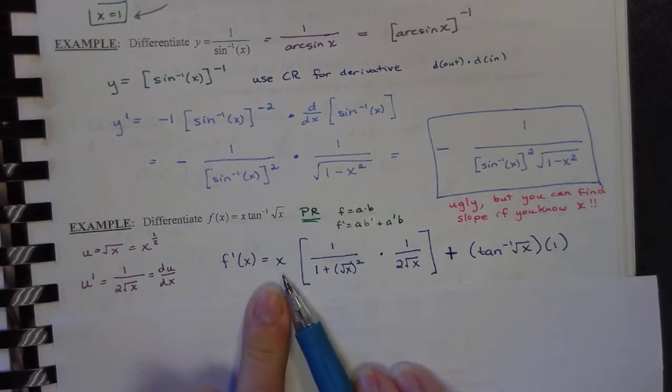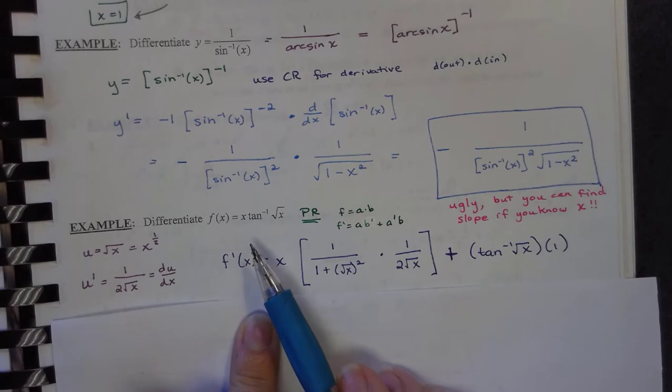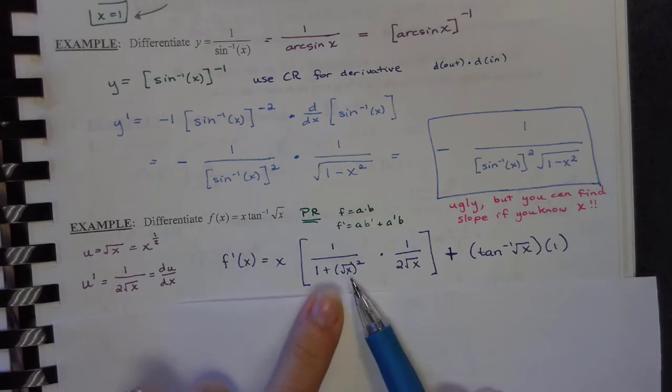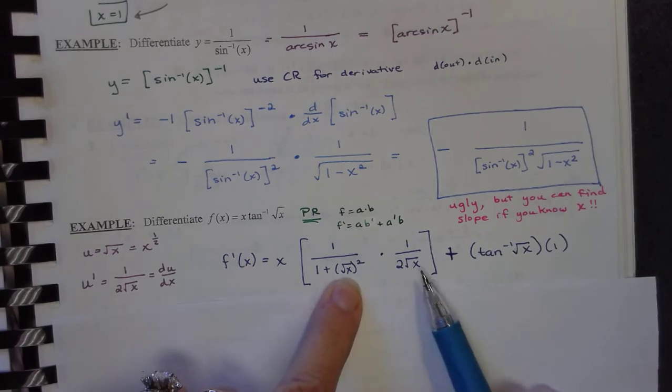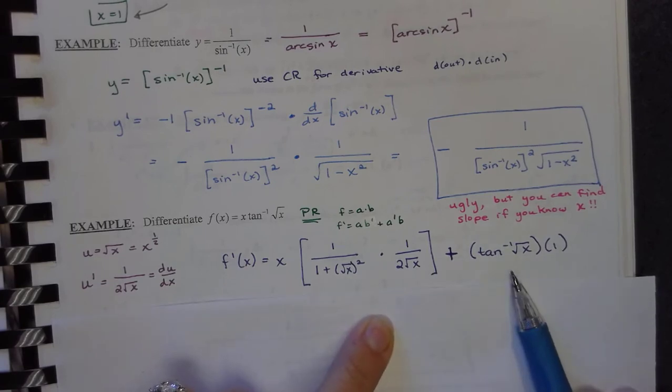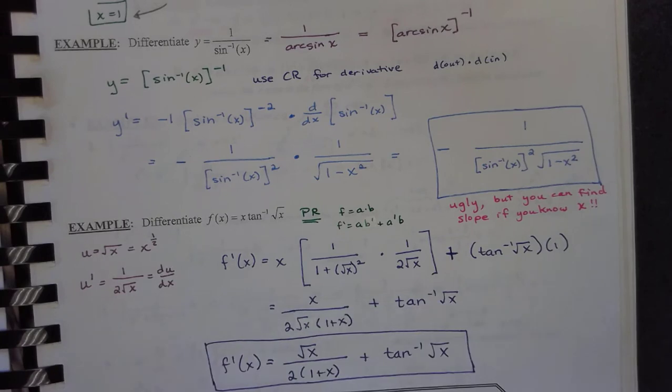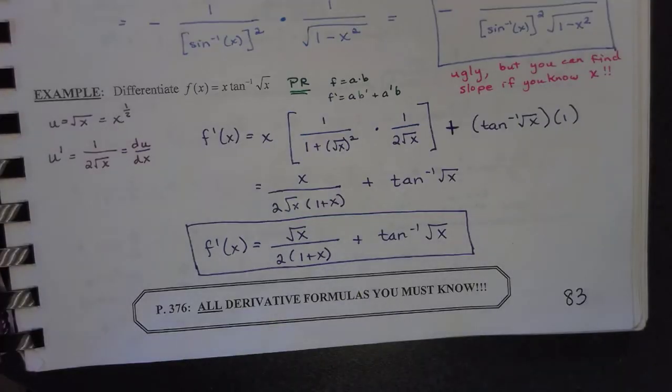So f prime of x is equal to x times the derivative of inverse tangent. There's the derivative of inverse tangent of u, which requires times u prime, plus inverse tangent of u times the derivative of x. And clean up on all four. Page 376 has all the derivative formulas you have to know. That's quite a bit that you've learned up to this point, isn't it?